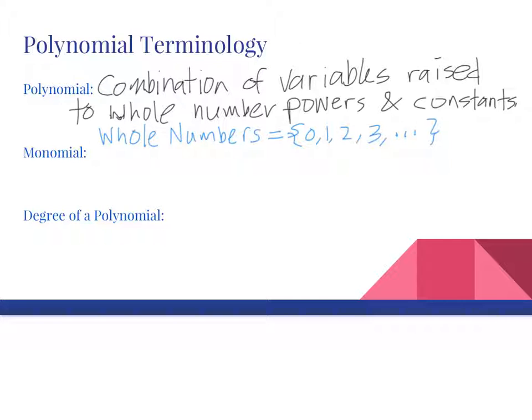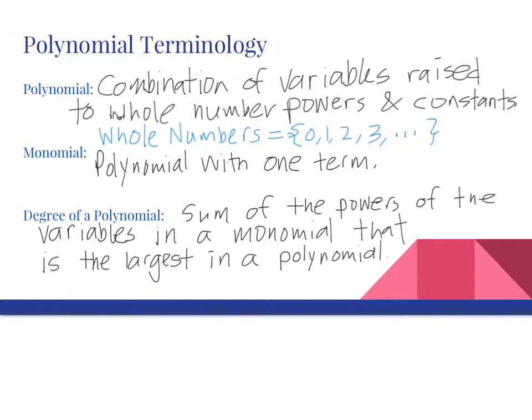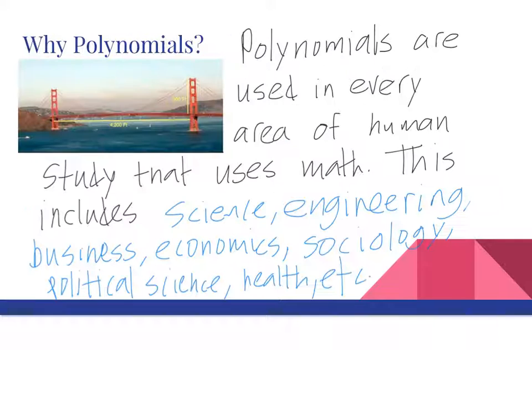A monomial is a polynomial with one term. The degree of a polynomial is the largest sum of the powers of the variables in a monomial in the polynomial. Why polynomials? Polynomials are used in every area of human study that uses math. This includes science, engineering, business, economics, sociology, political science, health, etc.